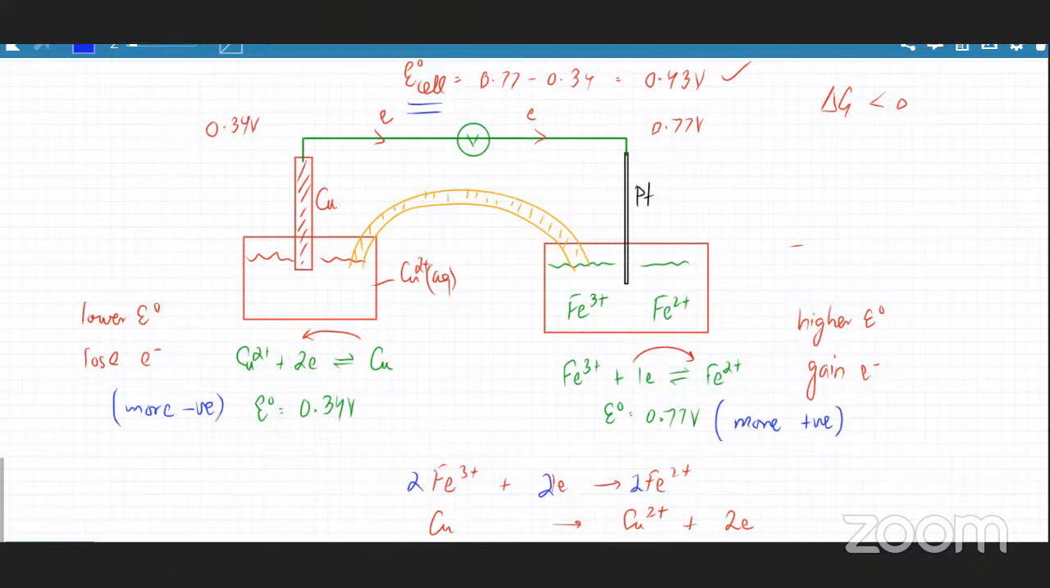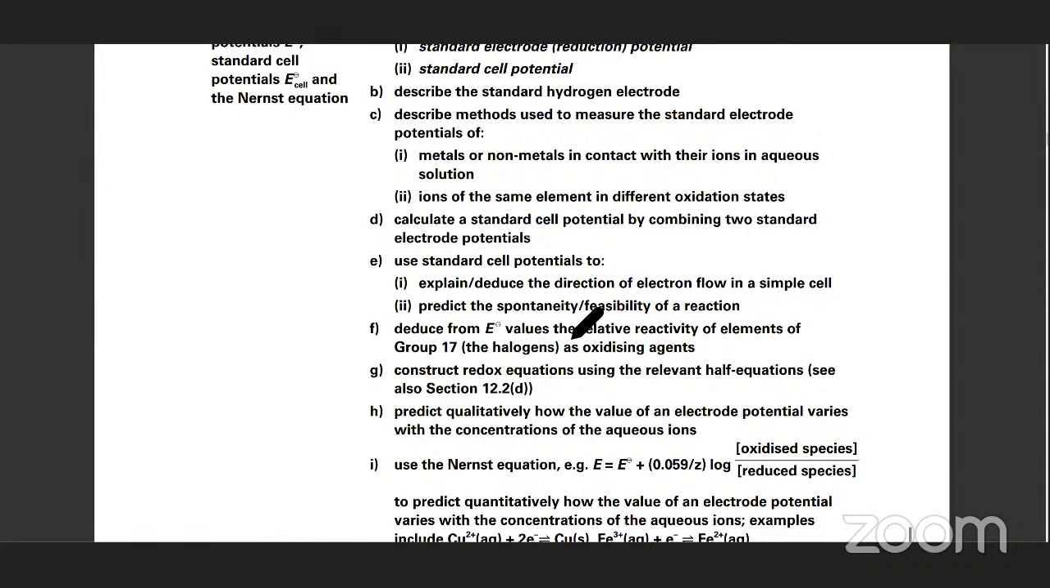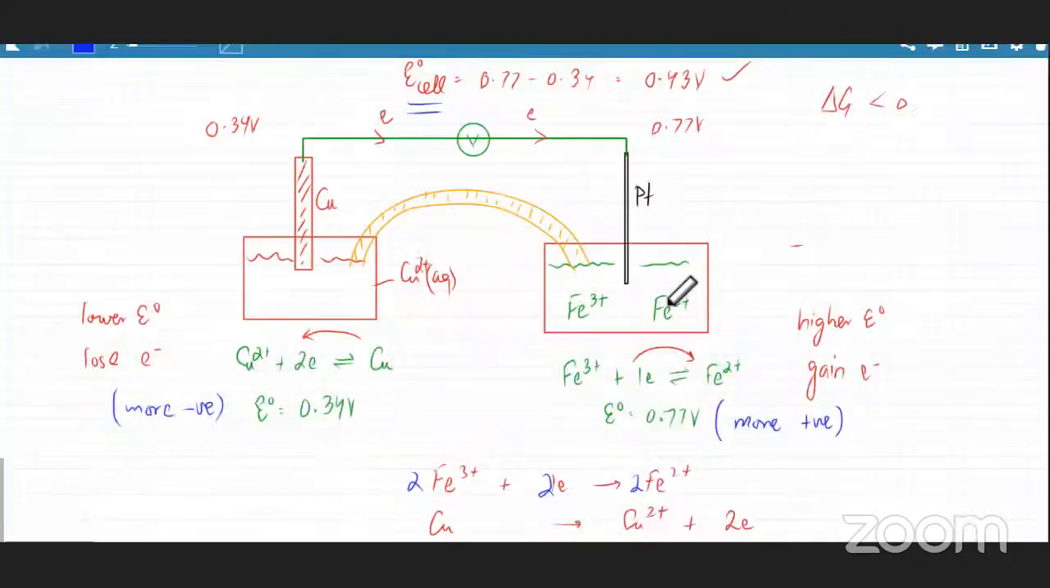अच्छा, फिर ये कि... अच्छा, इसके बाद और क्या है? Explain, deduce the direction of electron flow. Deduce the E naught values, the relative reactivity of the elements. So we can talk about that. इसमें पहले ना first thing Nernst equation भी बीच में ले आते हैं.